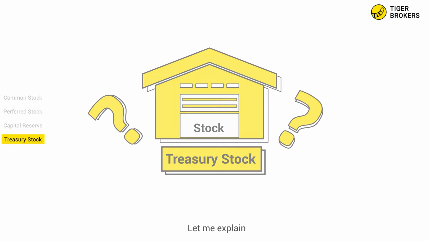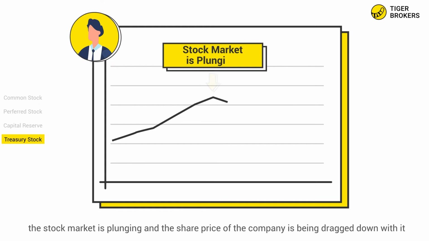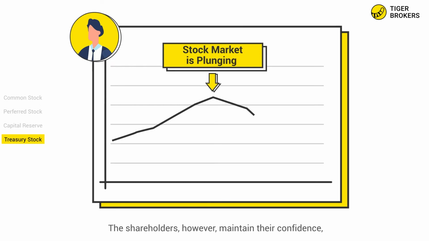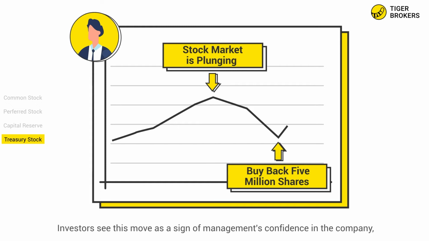Let me explain. Let's say that Jack's company is now listed and doing well. Unfortunately, the stock market is plunging and the share price of the company is being dragged down with it. The shareholders, however, maintain their confidence, and the board votes unanimously to buy back 5 million shares. Investors see this move as a sign of management's confidence in the company, as the company is buying its shares with its own money. As expected, this move will boost investor sentiment and cause the share price to rise.